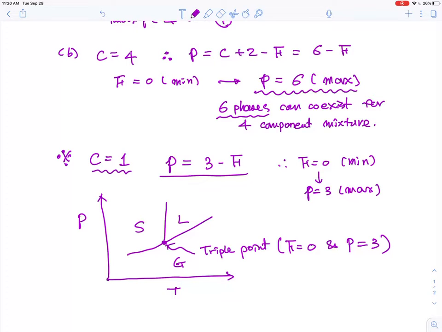So for a single-component system, the phase diagram is easy to draw. For mixtures and so on, we actually have to discuss that in separate chapters. Okay, thank you for your attention.